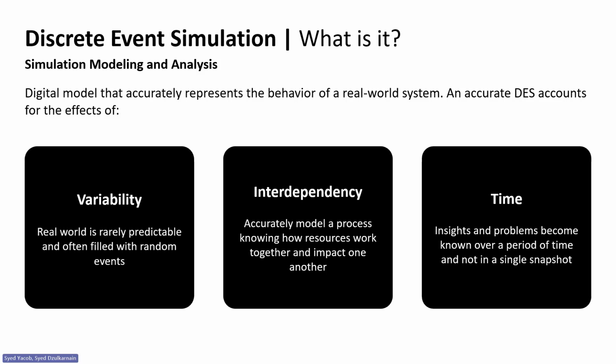The three things that always happen on the production floor start with variability. Because in the real world, even though we design very nicely, very tuned, there are many factors that can happen. There are some unpredictable things that can happen, and also predictable things, with random events like blackouts or whatever. Then interdependency, to accurately model a process.